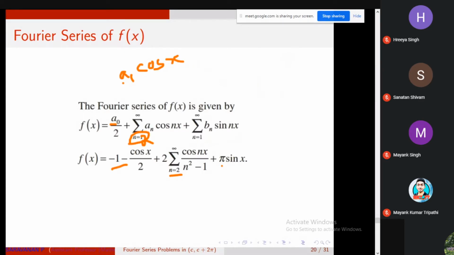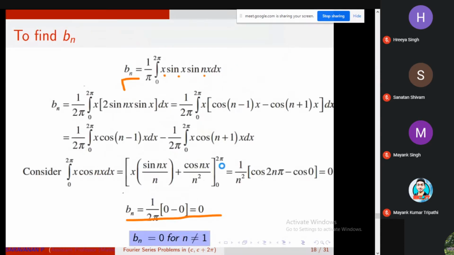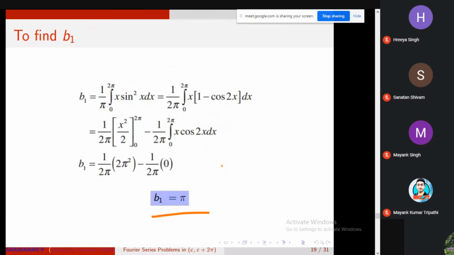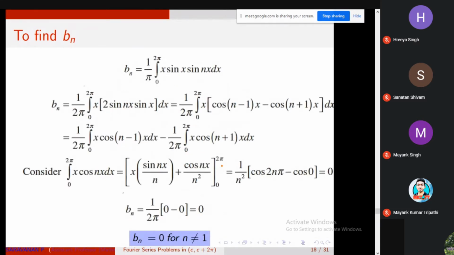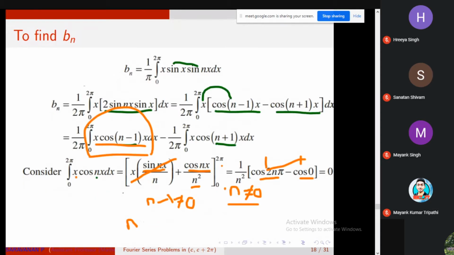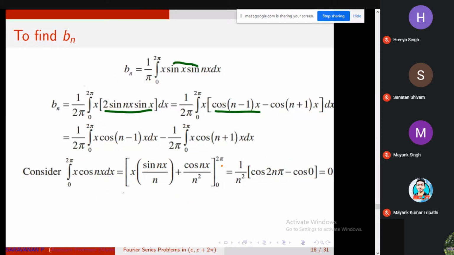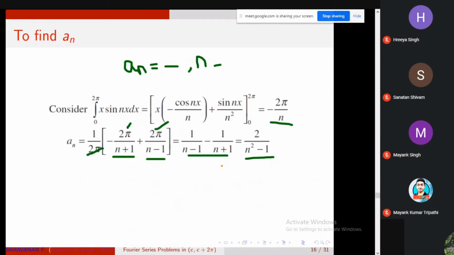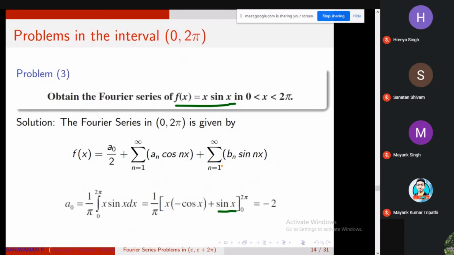So that's all about this problem. Almost I have solved all the types of problems in this 0 to 2 pi. Maybe your function might change. Instead of x into sin x, they might give x into cos x, but the method is the same. And yesterday we did one problem, x square. It is a polynomial. Maybe instead of x square, they might give x or 2x or 4x square minus 3, something like this.